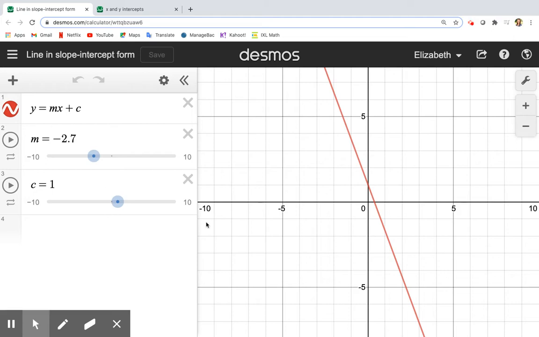So I want to show you a couple cool simulators on Desmos, how you can use them to help you with the x-intercepts, the y-intercepts, the slope formula, things like that. So I've got two that I want to show you. The first one is this line in slope-intercept form.